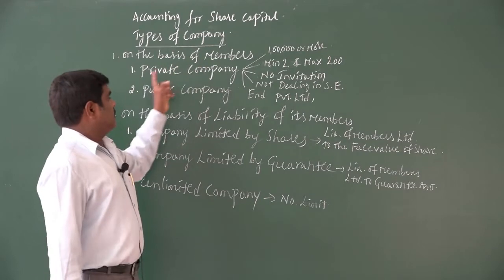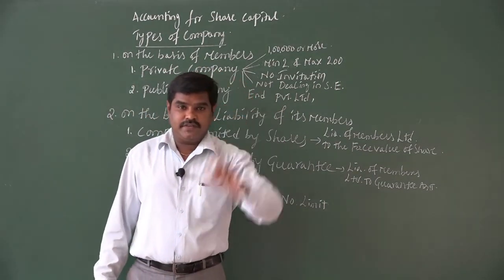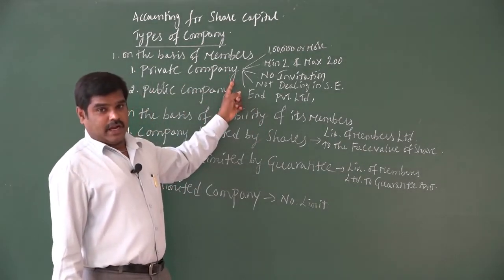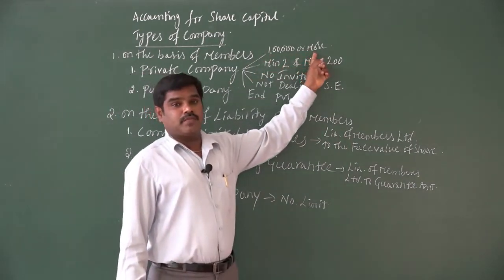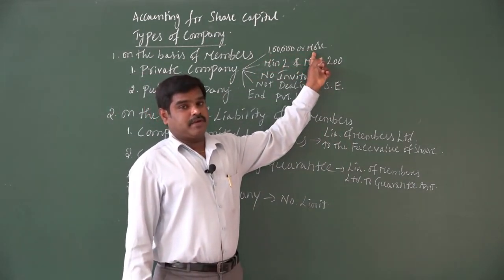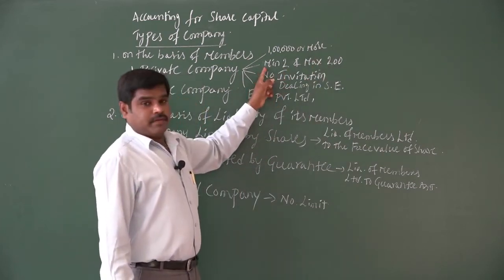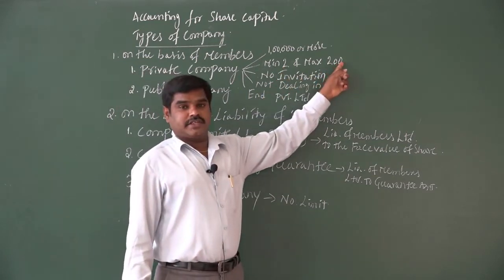On the basis of member, private company. Of course, you studied features. Private company is a company which is not a public company, and a private company must have minimum paid up capital of rupees 1 lakh or more, minimum 2 members, maximum 200, restricted to 200.